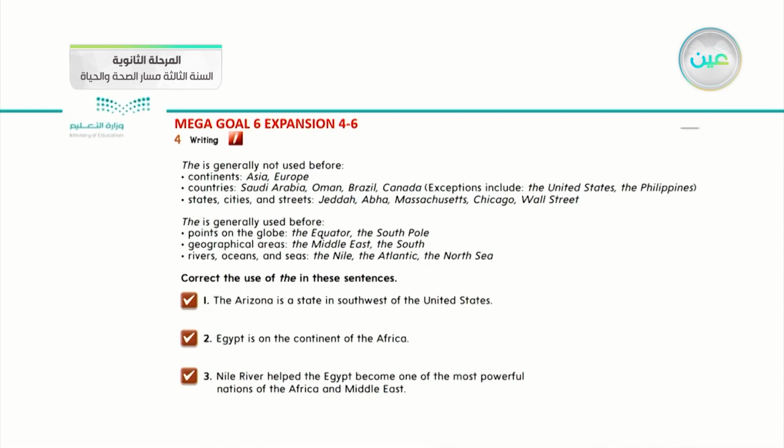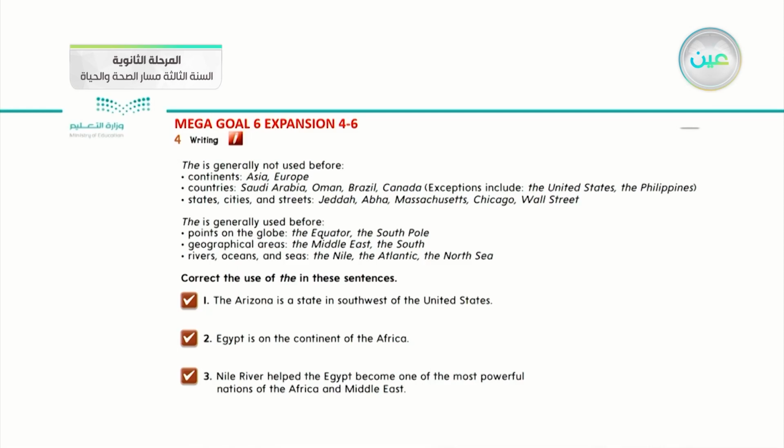And the third point, rivers, oceans, and seas: the Nile, the Atlantic, and the North Sea. Also, with a desert, I think, such as Sahara Desert, we can't use the article "the" with it. There are some exceptions to these things.